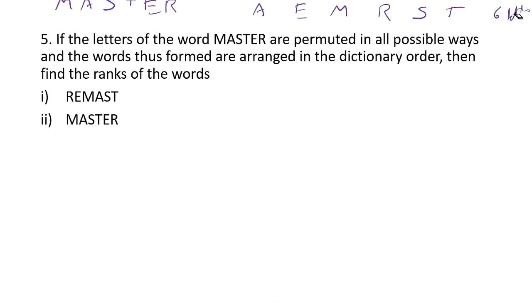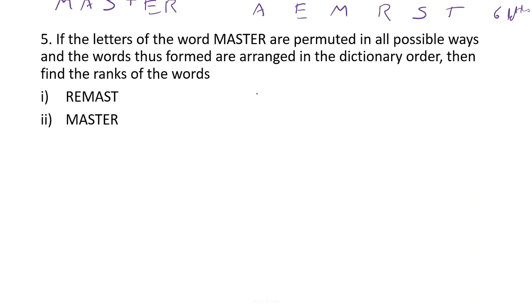Now we can have 6 factorial permutations, which is equal to 720. So we have 720 permutations using these 6 letters. Now we have to arrange these 720 permutations in dictionary order. After arranging all these 720 permutations in dictionary order, we have to search for these words. The position where the word REMAST is located is called the rank of the word REMAST, and the position where MASTER stands is called the rank of the word MASTER. So first let us solve the first one: finding the rank of REMAST.